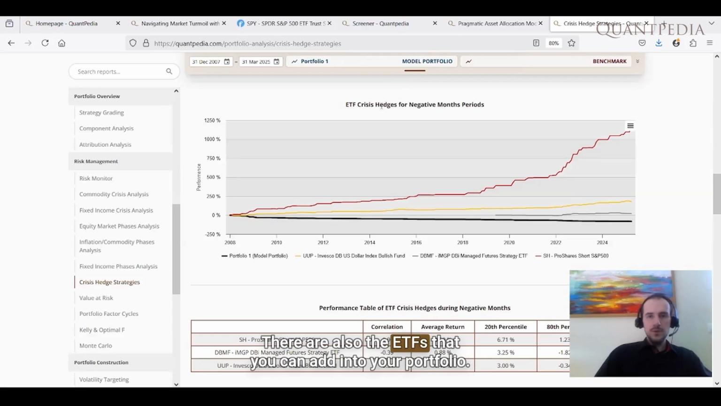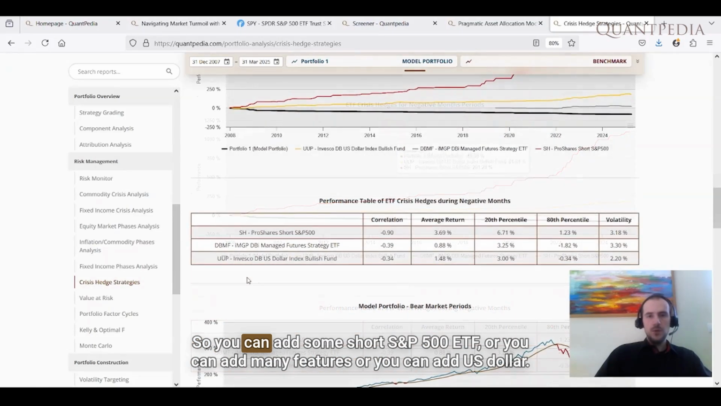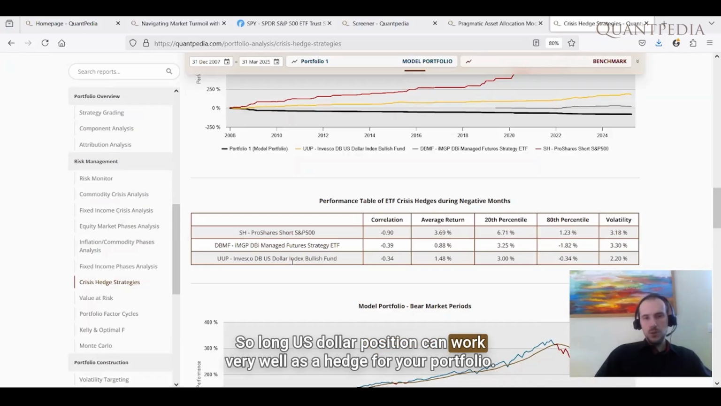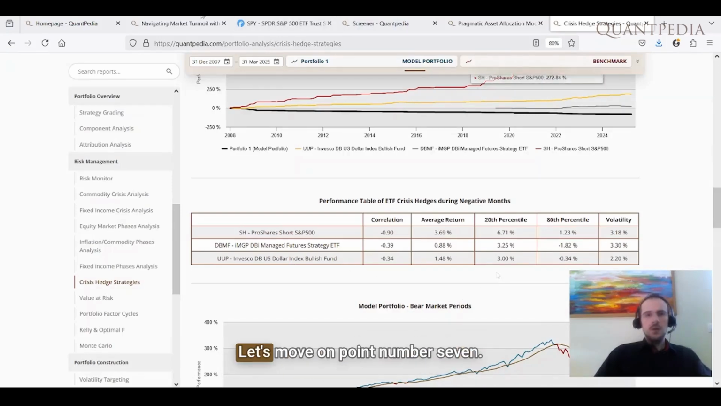There are also ETFs that you can add into your portfolio. You can add a short S&P 500 ETF, or you can add managed futures, or you can add the US dollar. Even the US dollar can work very well as a hedge. A long US dollar position can work very well as a hedge for your portfolio. Let's move on.